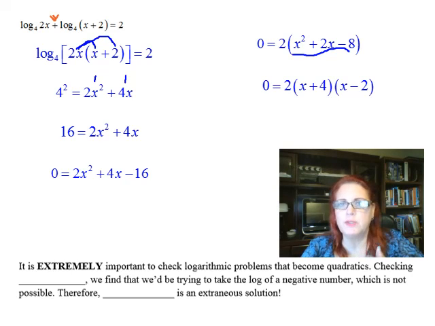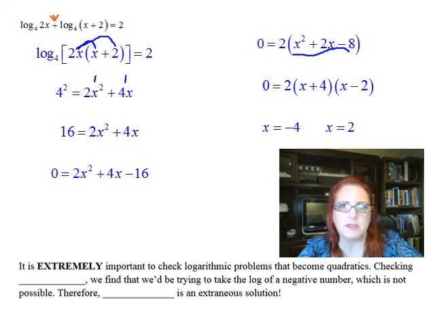So the 2 still stays on the outside. x squared gets factored into x times x. And the factors that multiply to negative 8 but add up to positive 2 are 4 and negative 2. Now when I'm finding my solutions, I take those binomials that have variables in them and set them equal to 0. So x plus 4 equals 0, which gives me x is equal to negative 4. x minus 2 equals 0, which gives me x equals 2.